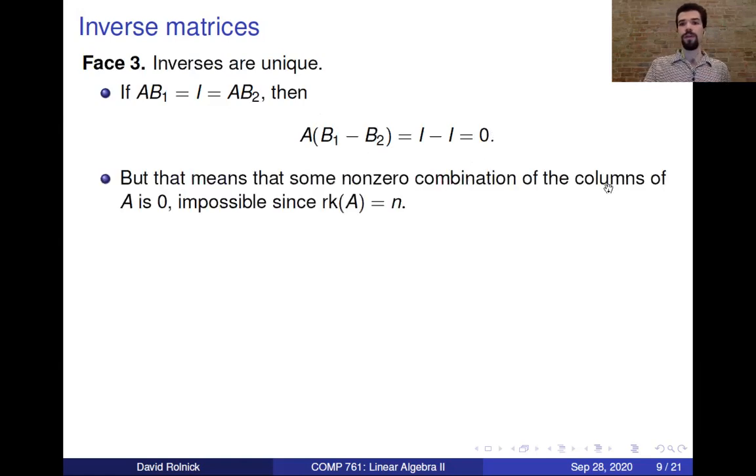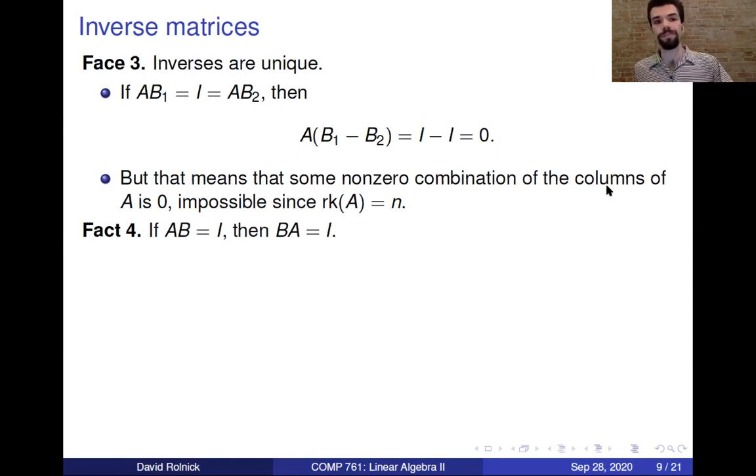However, if B1 and B2 are not the same, that means there's some non-zero combination of the columns of A which is equal to 0. This is the zero matrix here. But there can't be some non-zero combination of the columns equal to 0. That would mean that the columns would be linearly dependent. But they're not linearly dependent because the rank of A is n, since matrices only have inverses if the rank is equal to n. So there can be only one inverse. If there's an inverse, then it's unique.